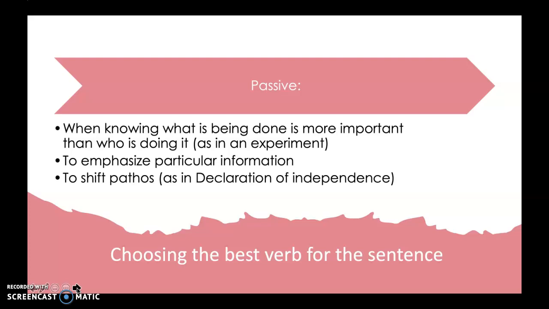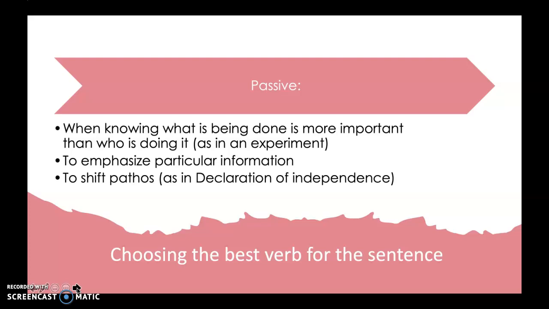You choose the passive construction when knowing what is being done is more important than who is doing it. For instance, in an experiment, we might be much more interested in the things being done than in focusing on the researcher dropping in the droplets or whatever that might be. You also might want to emphasize particular information, like the money or something else being done.